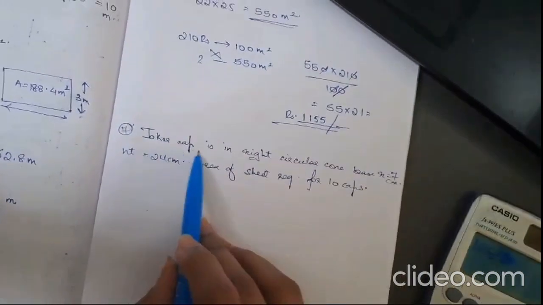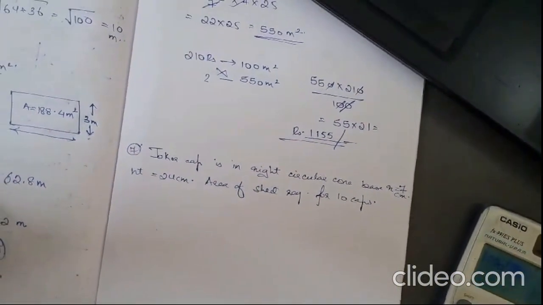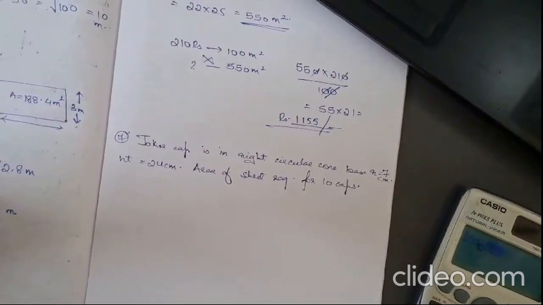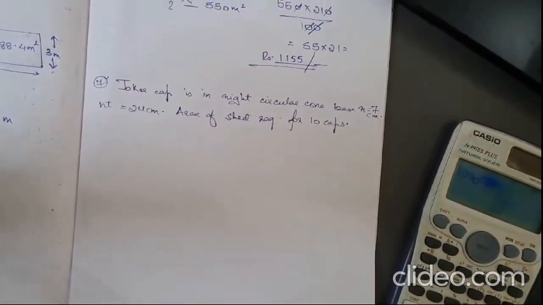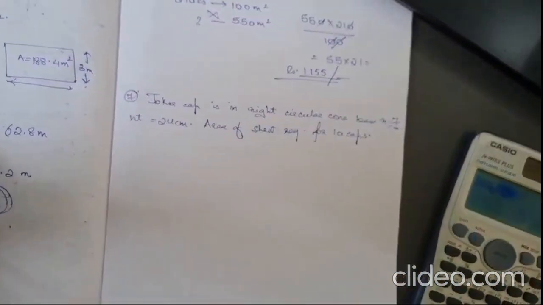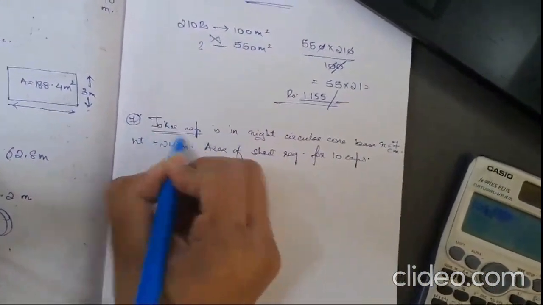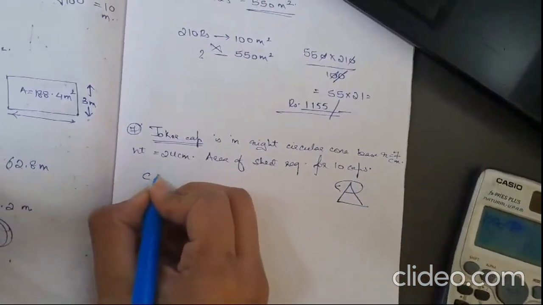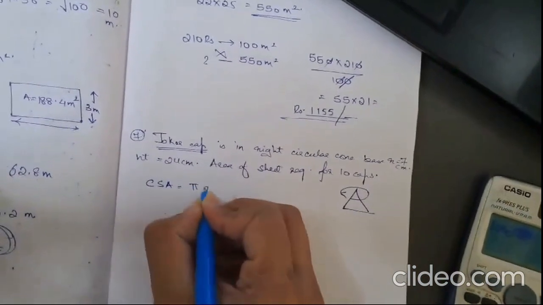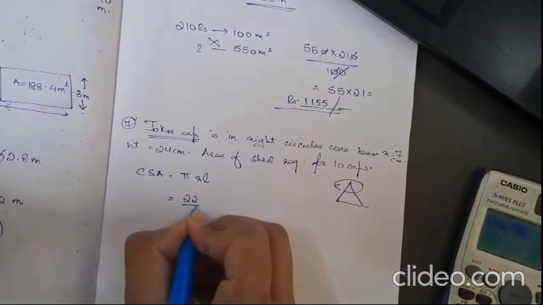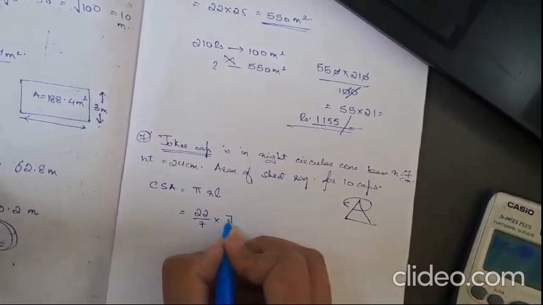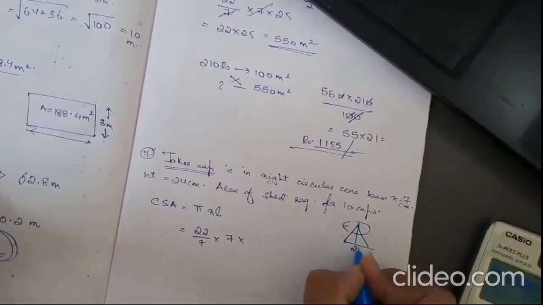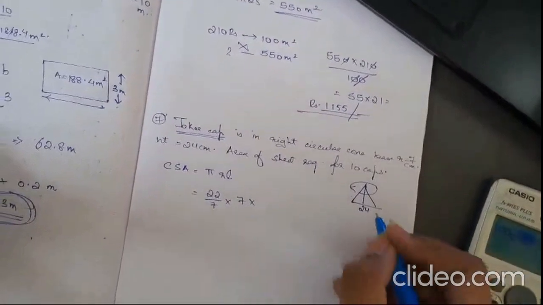considering the shape of the Sudoku cap in the right circular cone, the base is equal to 7 centimeters and the height is 24 centimeters. Area of the sheet required for 10 caps is what the question is asking. Okay, so first I need to find out, because this is in the shape of a cap, it's going to obviously be in a conical form. So CSA required. CSA is pi r L, pi is 22 upon 7, r is 7, height. The height that is given to me is 24. That means that's not the slant height. I need to calculate the slant height.